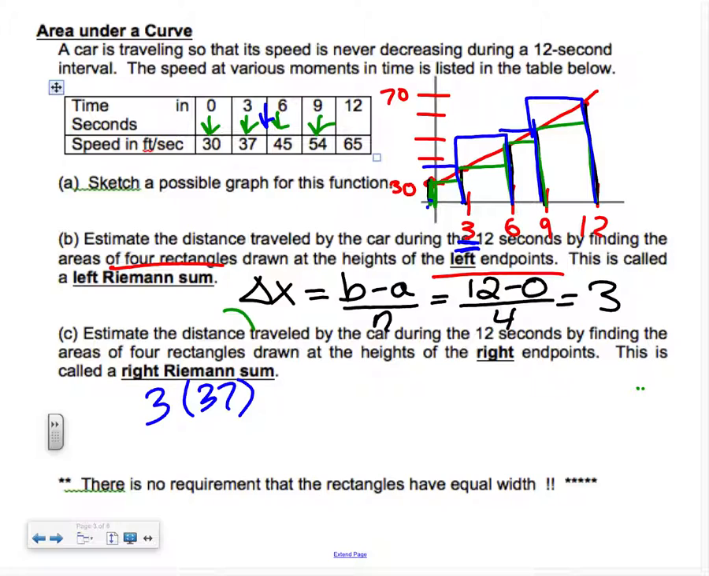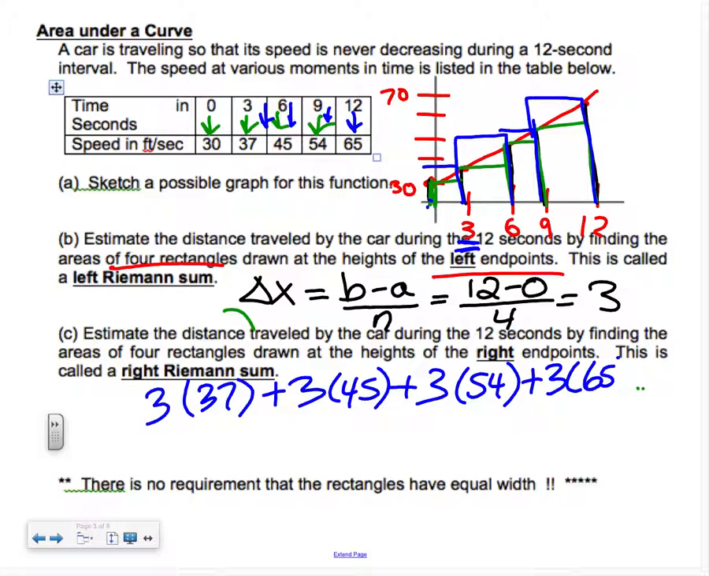The next rectangle from 3 to 6, they still have a width of 3, but my height is now going to be here. So it would be 45. And then the next rectangle from 6 to 9 would have this height, 9 would be 54. And the last rectangle would have a height of 65. And you can plug that in a calculator and get an answer.